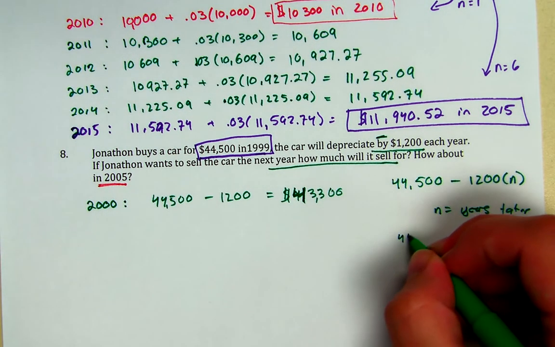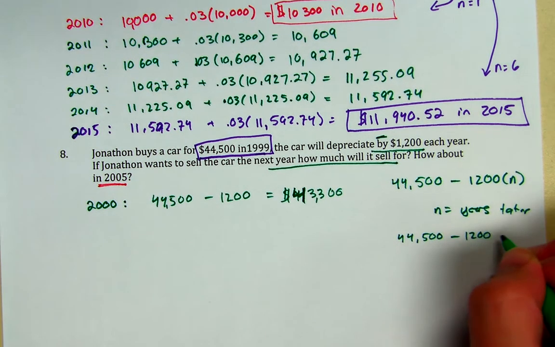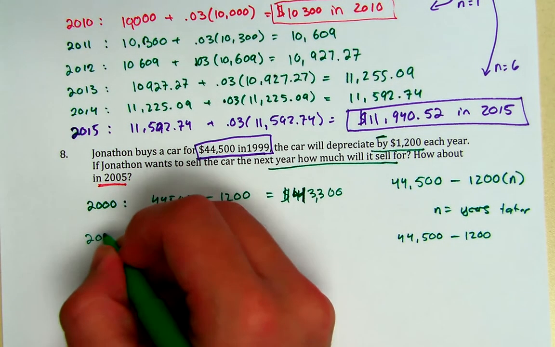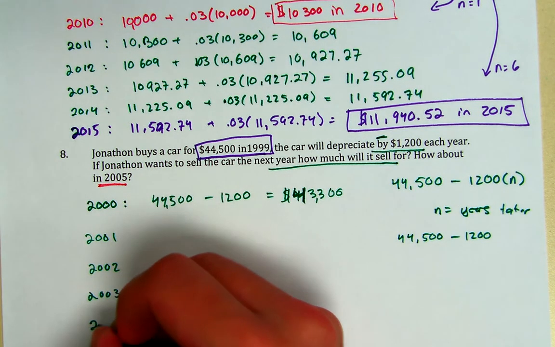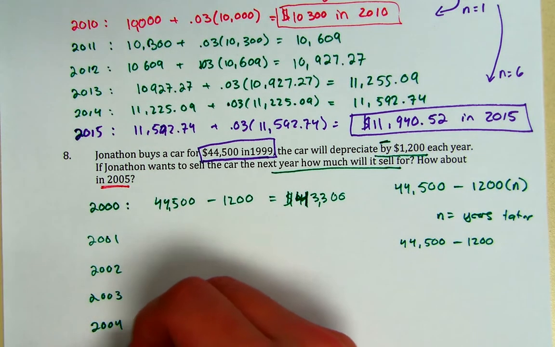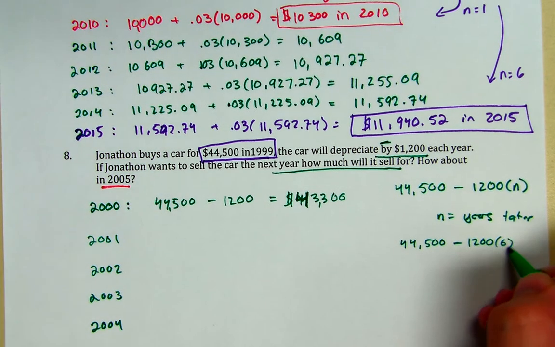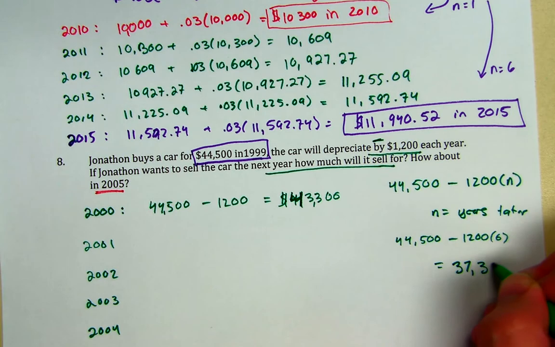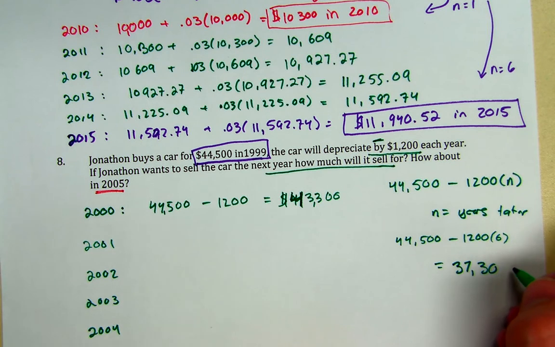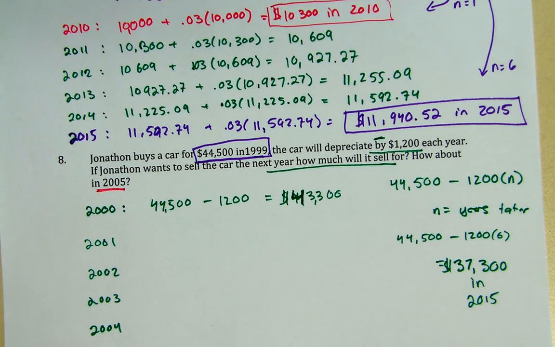So we can quickly do how many years later will we have? Well, 2000, 2001, 2002, 2003, 2004, 2005. That's 1 year, 2 years, 3 years, 4 years, 5 years, 6 years. So times 6, and we end up with 37,300 in 2005. Again, I'm going to go ahead and show how we get there.